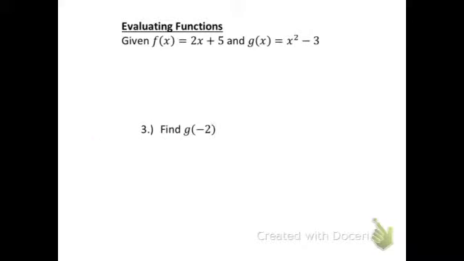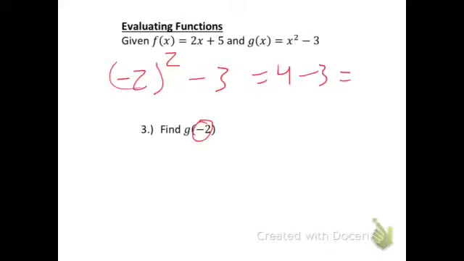On 3, you're going to put in negative 2 for the x, and this one's a little bit more tricky because you have to be careful when you're squaring. Make sure your negative 2 is in parentheses, and you'll square the negative 2 first. So negative 2 squared is 4, because negative 2 times negative 2 is positive 4, and then you got to subtract 3, and that gives you 1.